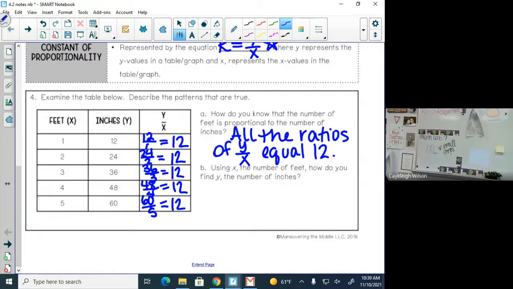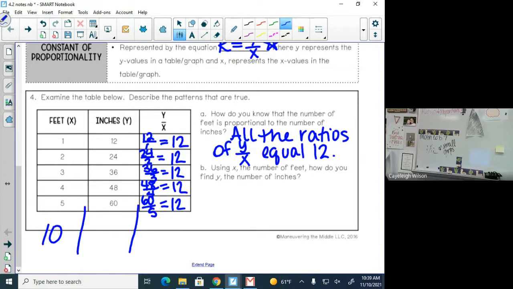So I know that the constant is 12. So if I said, if I have 10 feet, how many inches do I have? So if I put a 10 here. What's the constant of proportionality? What's our number that we got? 12, so we would get 120. 120, because listen to me if you're not understanding where I'm getting this from.